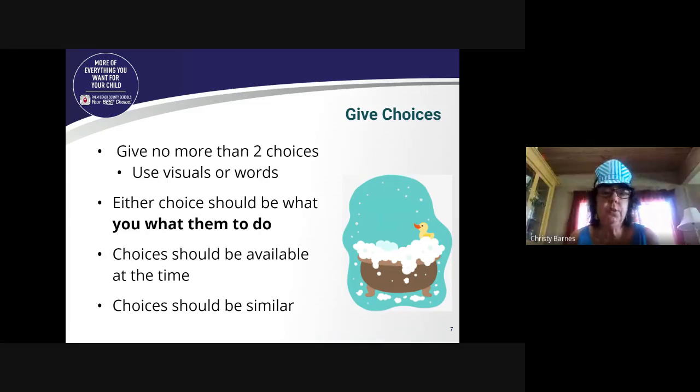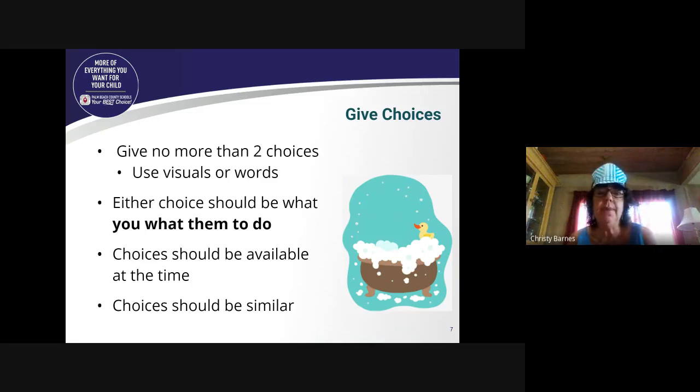Another thing you want to do is to give choices. You don't want to give more than 2 choices. You want to use visuals or words, and either choice should be what you want them to do. Choices should be available at the time, and the choices should be similar.